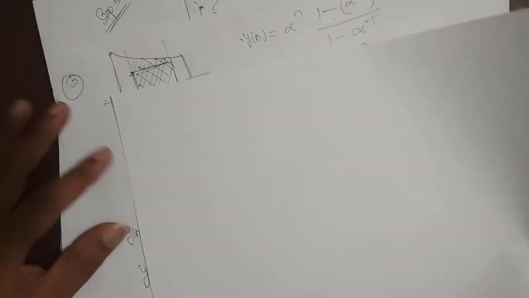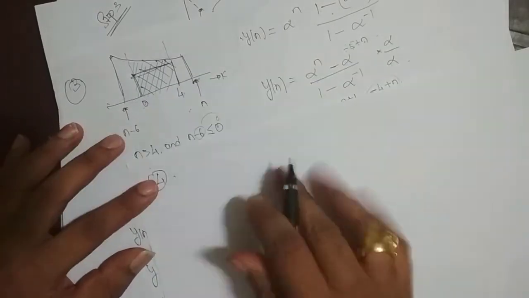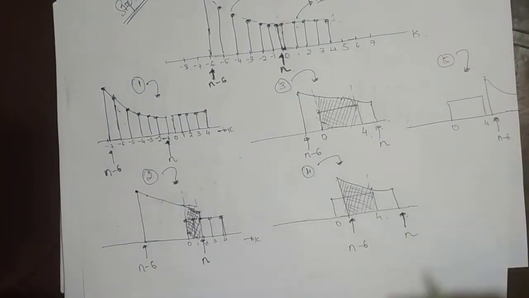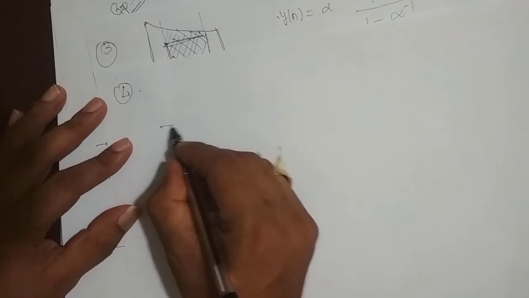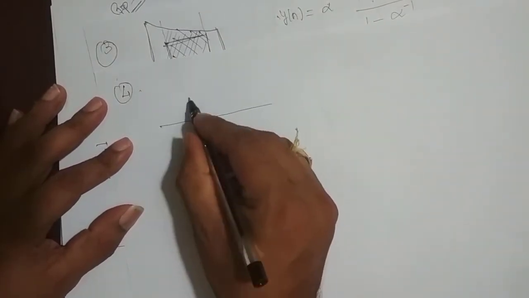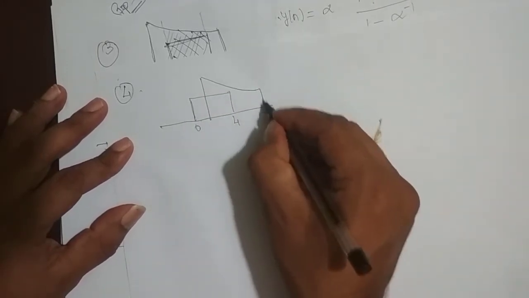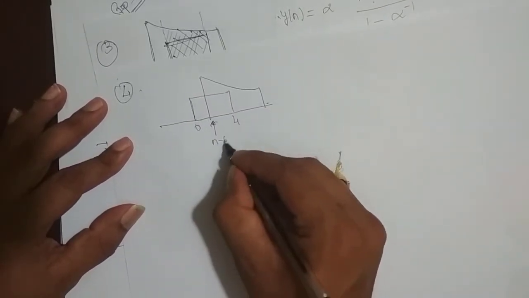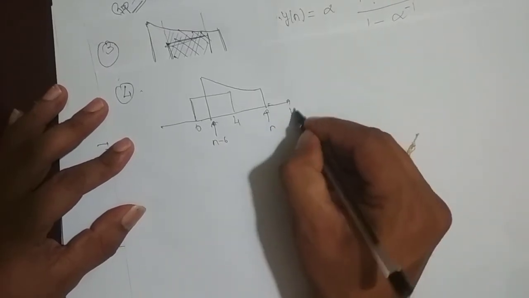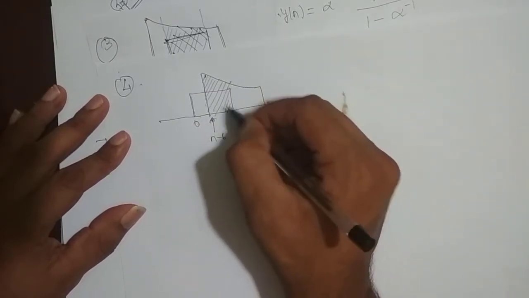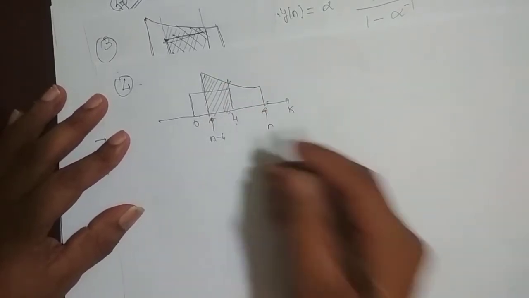Fine. Now we have to go for case 4. What is case 4? So I have to move this slider further right, correct, which is this case 4. So it is something like this, 0 to 4, and if I move it further right, it is like this. This is n minus 6, and this is n, and this is k, right? What is the overlap portion? Overlap portion is from n minus 6 to 4.